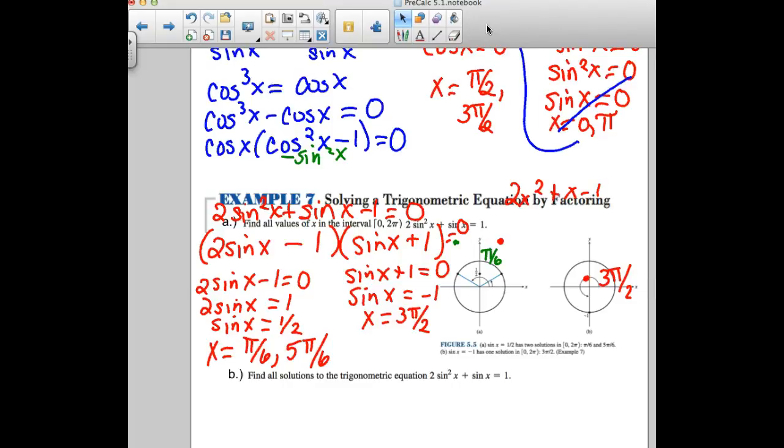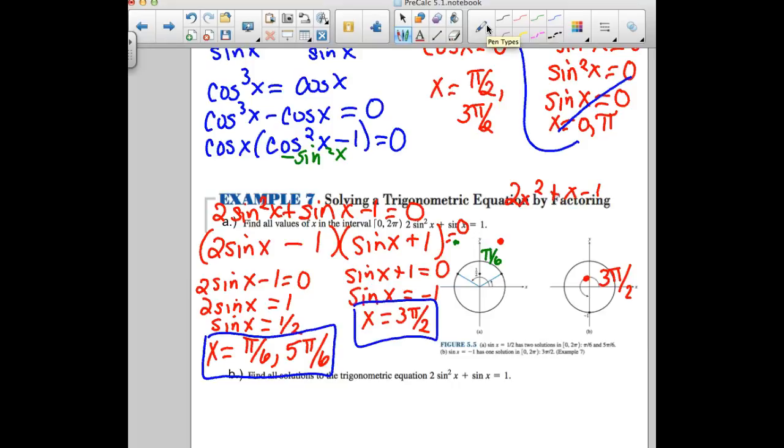All right, so we have 3 solutions. x can be pi over 6, 5 pi over 6, or 3 pi over 2.